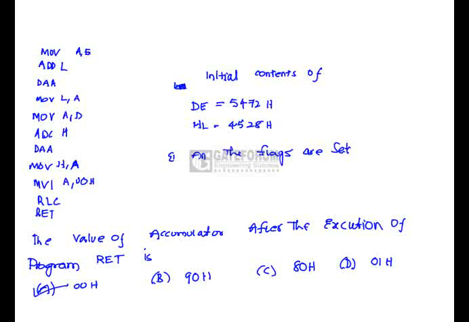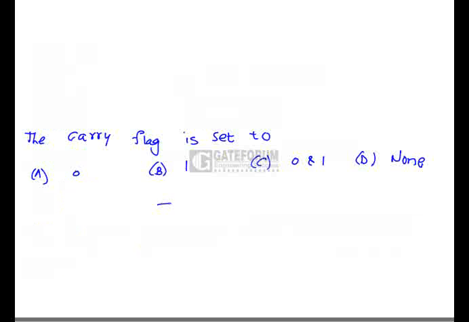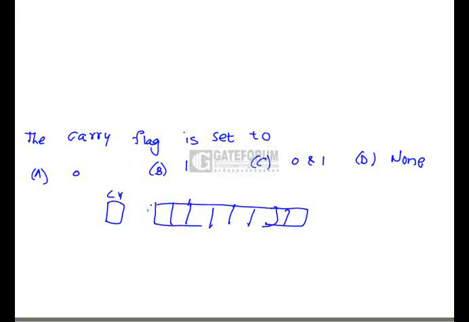Coming to the carry flag is set to. After the RET instruction, the carry flag depends upon the last arithmetic instruction before execution of RET. The rotate left carry, rotate accumulator left. This is the accumulator content, bits 1 to 8, because the accumulator is an 8-bit register. This is the carry flag. This is the D7th bit, D0 bit.